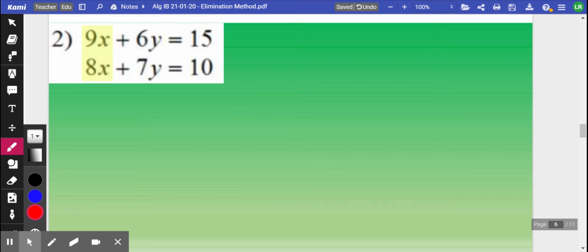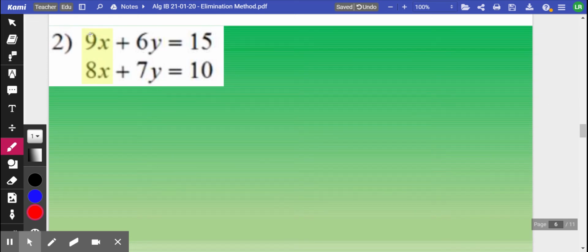So again, we have the top equation by the bottom number. So top by 8, times 8. The bottom by the opposite of the top. So the bottom equation by the opposite of 9. Well, the opposite of 9 is -9. And we just have to be careful when we multiply here.